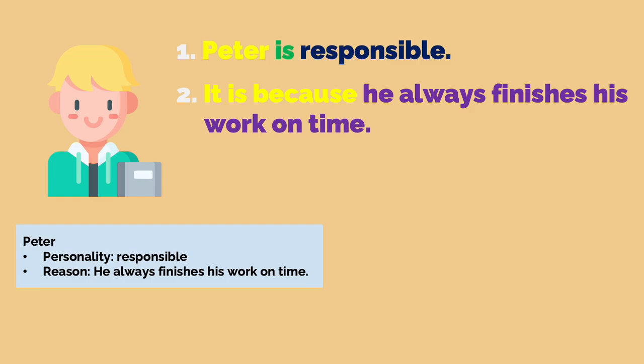First of all, to describe Peter's personality, we can say Peter is responsible. Peter is the subject, is is the verb, and responsible is the adjective. To explain why Peter is responsible, we can say it is because he always finishes his work on time. This sentence explains why Peter is responsible.